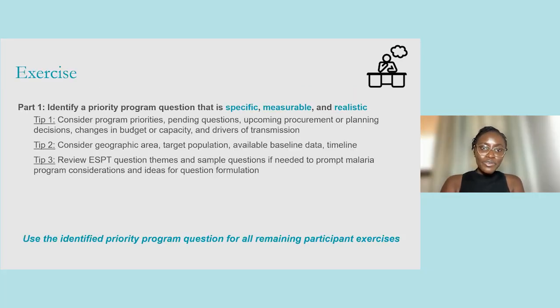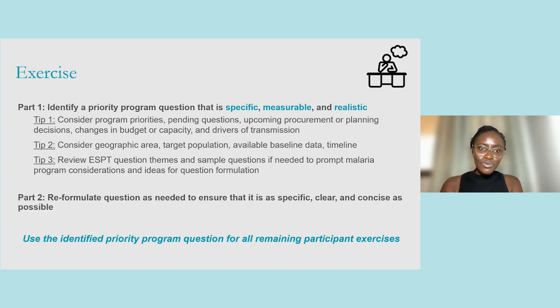Welcome back. We assume you have now identified a potential program question. As part 2 of this exercise, we ask that you take another look at your question and reformulate it as needed to ensure the question is as specific, clear, and concise as possible. If you are taking this training in the same physical space as others, you may want to share your question with your partner to make sure that it is as specific, clear, and concise. Please pause the video here if you need more time to reformulate your question.